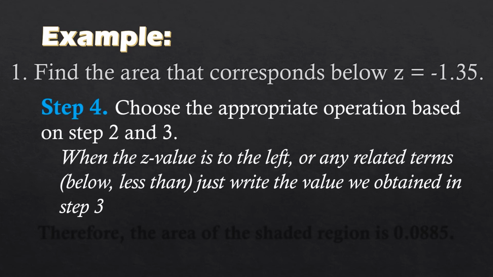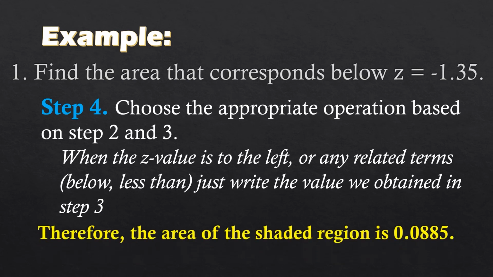For the fourth step, we need to choose the appropriate operation based on step 2 and 3. So when the z value is to the left, because we have the keyword below here, you just need to write the value that we obtained in step 3 as the area. Therefore, the area of the shaded region is 0.0885.